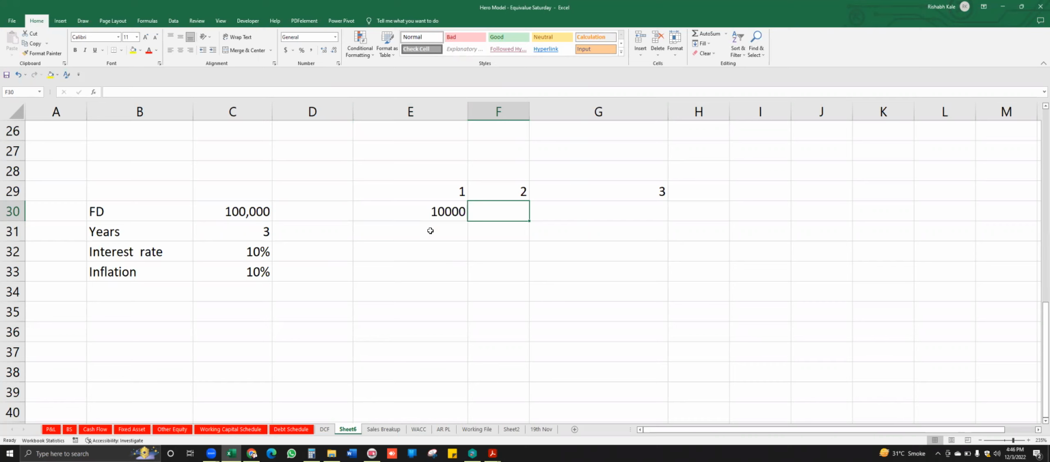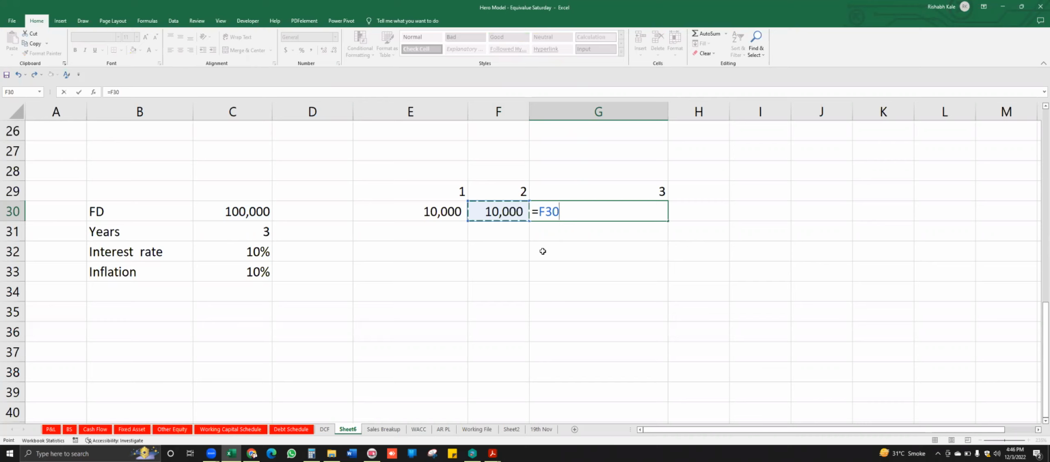No, don't compound it. This is what you receive in your bank. Normal, simple interest. 10K. Next year also 10K. Each year 10K. And what is the third year? How much cash do you get in the third year?